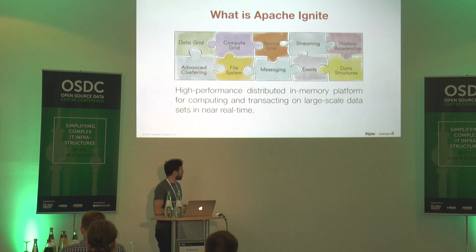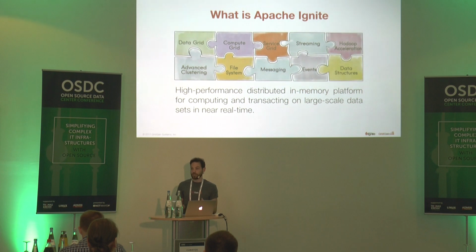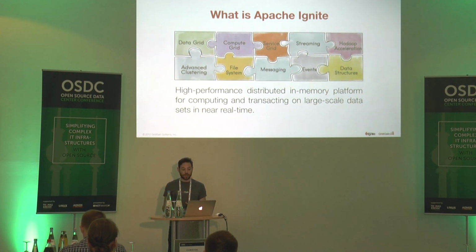Okay, so what is Ignite? Pretty much the best explanation I can give is that the puzzle is a really good picture. I think it describes a lot. What it's trying to demonstrate here is that it's more of a platform. It's a collection of different features that all share one common thing. They all work in memory, and they all fundamentally work to give you high performance and distributed computing.